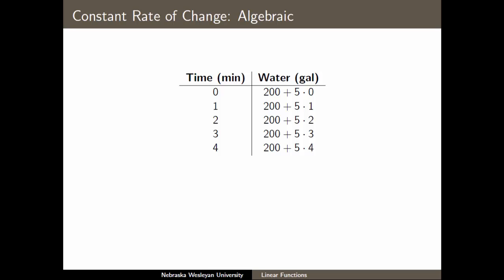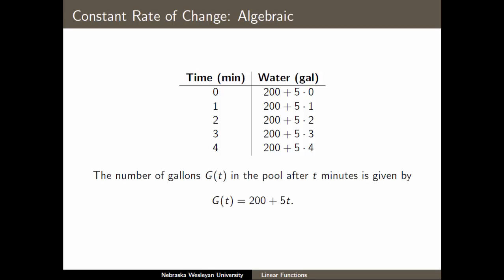After 2 minutes, we have the 200 gallons that we began with, and we've been pumping water at 5 gallons per minute for 2 minutes. So we have 200 gallons plus 5 gallons and plus another 5 gallons at the second minute. Or shorthand would be to say that we have 200 gallons plus 5 gallons times 2.